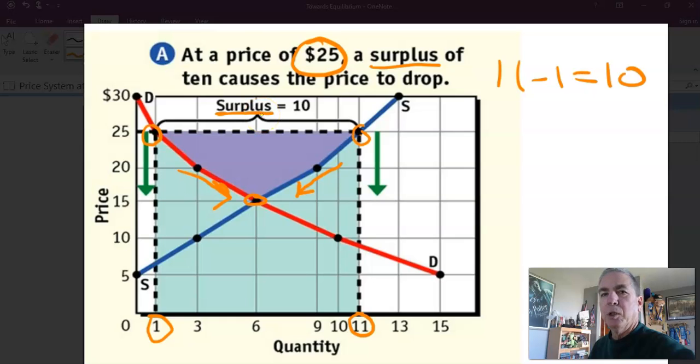In our next video, we will take a look at what happens when the price drops below the equilibrium.